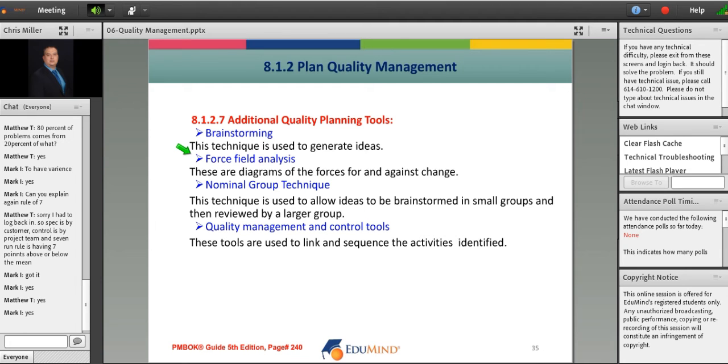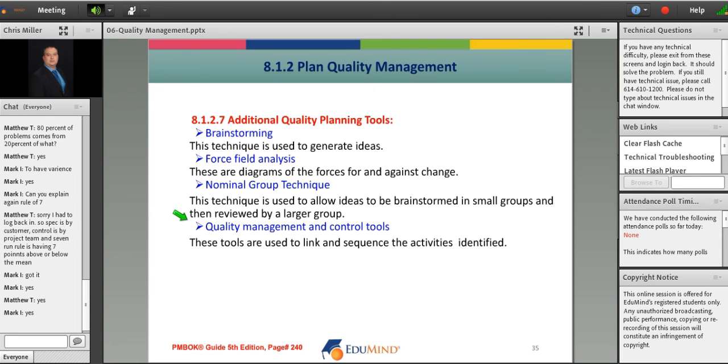All right. So nominal group technique, again, is used to allow ideas to be brainstormed in small groups and then reviewed by a large group. So again, you get a whole lot of ideas, you vote on them, and the ones that garner the most votes move forward. Kind of like Selection Sunday for basketball or for the college playoffs.